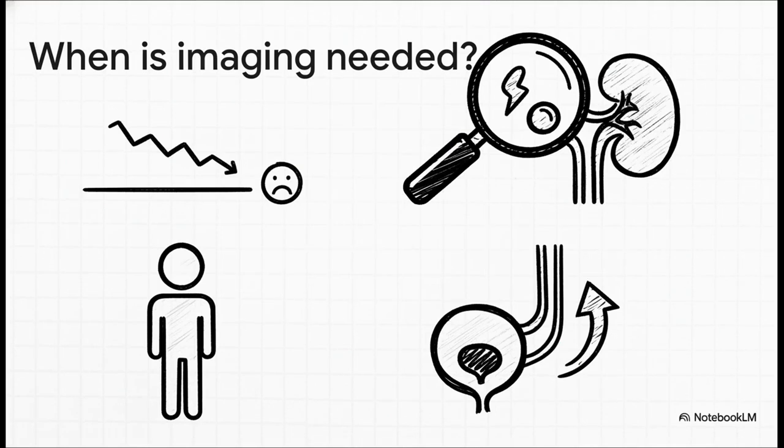So when do you need a scan? Well, there are a few key situations. If someone's not getting better on antibiotics, that's a huge red flag. You've got to look for something more complicated, like an abscess or a stone that's causing a blockage. And this is so important. Every child with a proven UTI gets imaging. You have to check if there's an underlying problem, like that reflux we talked about earlier.